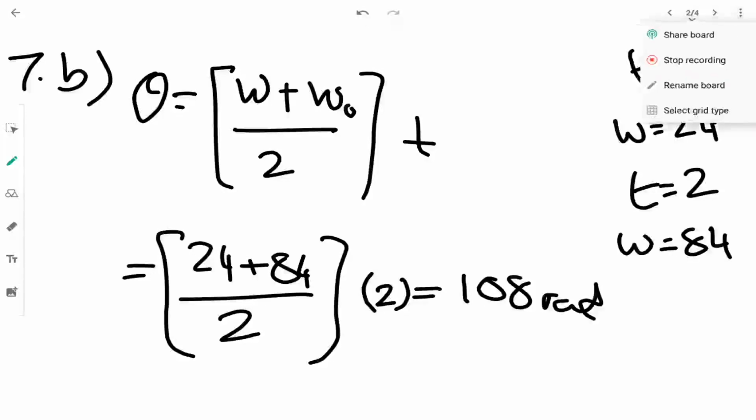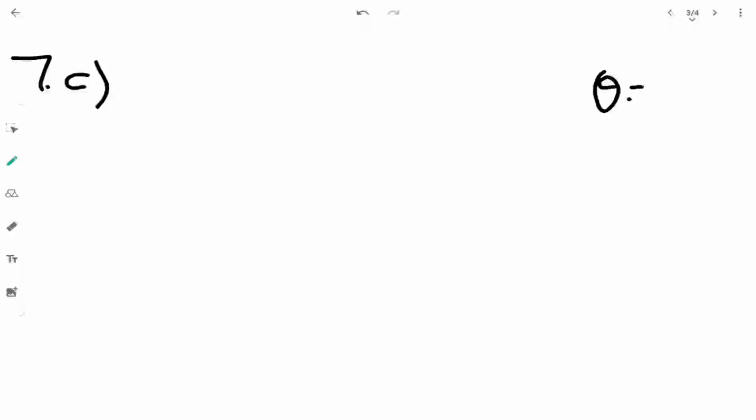So for number 7 part C, they said it turns for 132 radians until it stops at a constant angular acceleration. So it turns for 132 radians more until it stops. And they want you to find the time. I'm gonna give you a few seconds to answer the question and then I'm gonna come back.